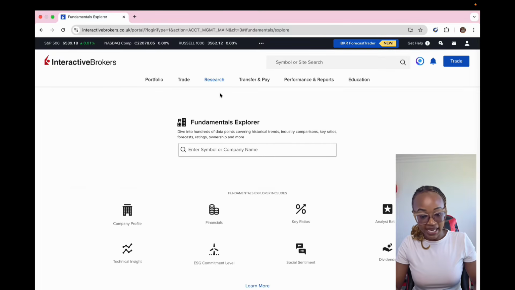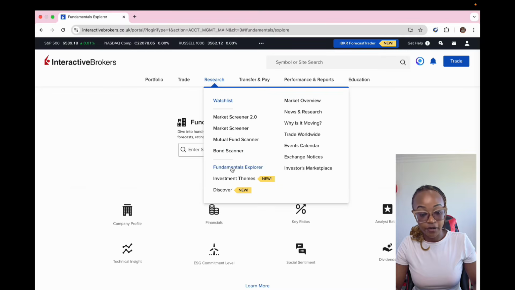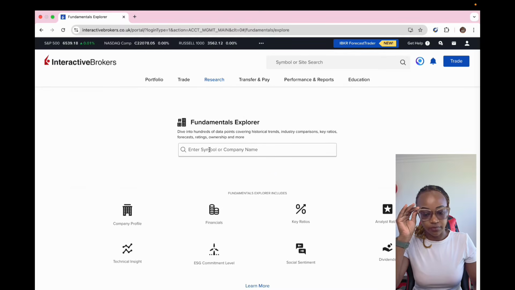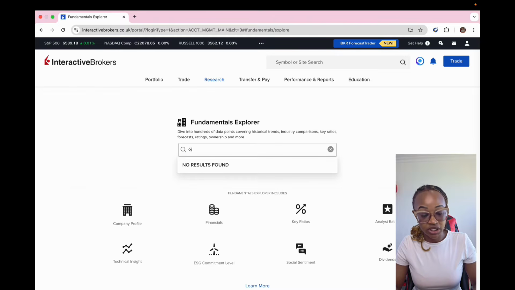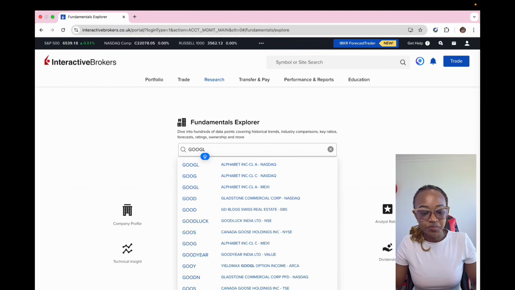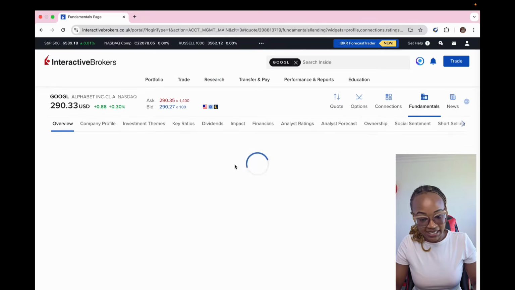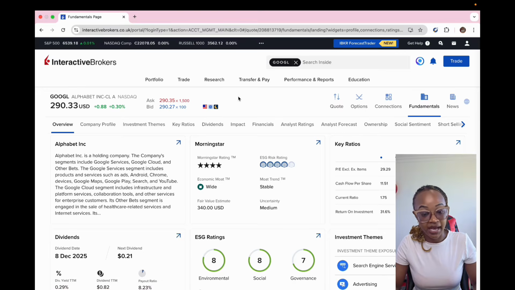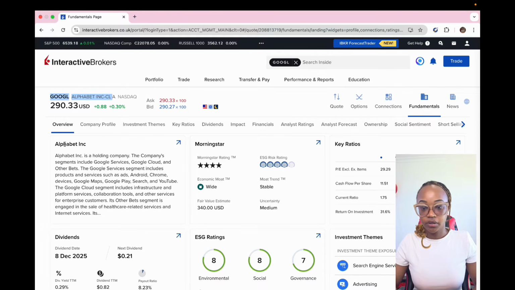So inside IBKR, I go to Research. Then you go to Fundamentals Explorer and I type in the ticker symbol. So for today's example, I am using Google. Ticker symbol is GOOGL. Especially because the stock has been trending recently after reports that Berkshire Hathaway bought shares, and anything Warren Buffett touches always piques a lot of interest. So it's a perfect example to walk through.